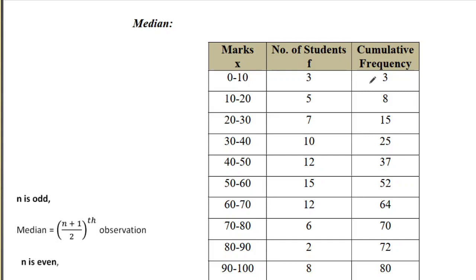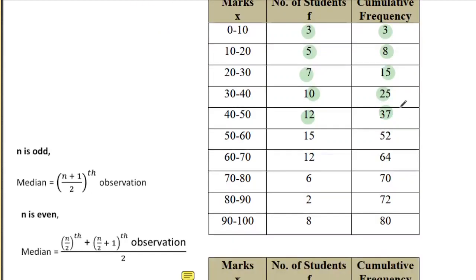First of all, we transform the horizontal table to a vertical table, with the same marks and number of students. After that we calculate cumulative frequency. Cumulative frequency is obtained by the sum of all preceding frequencies. So here 3 is frequency 3. Next 5 plus 3, 8. 7 plus 5 plus 3, 15. 10 plus 7 plus 5 plus 3, 25. 12 plus 10 plus 7 plus 5 plus 3, 37.